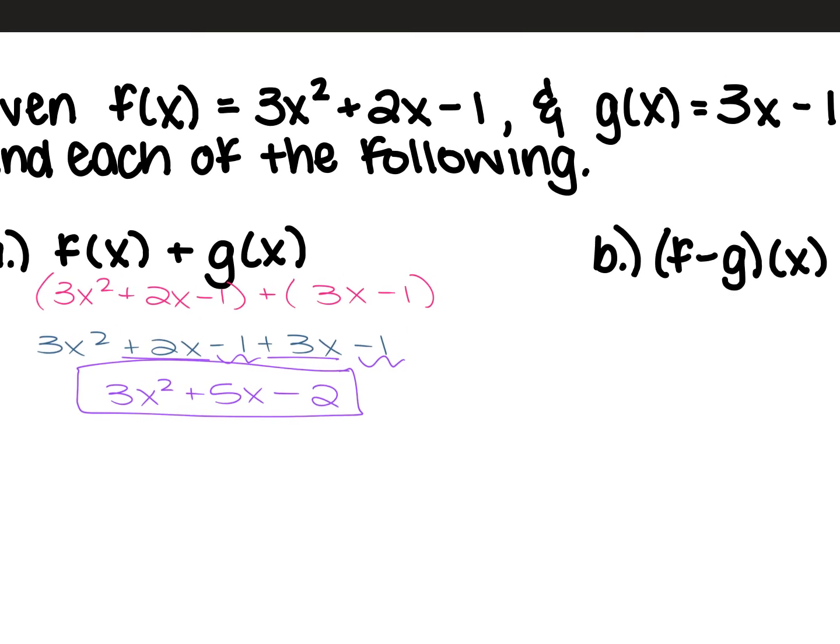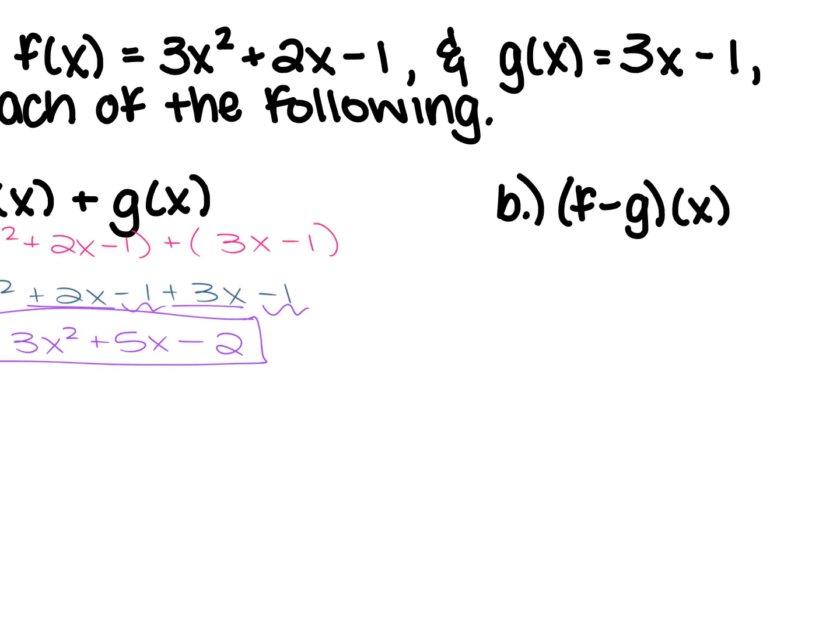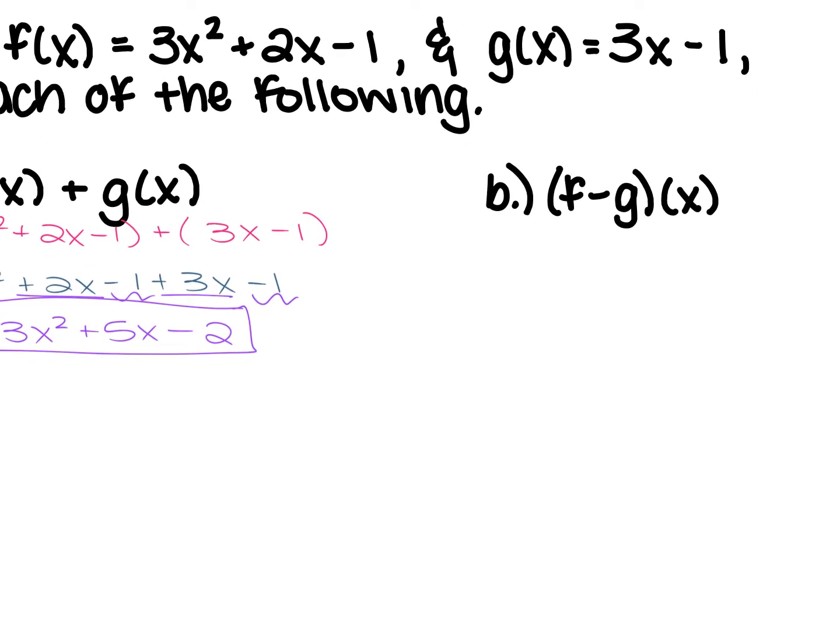For B, you have f minus g of x. So that's like f of x minus g of x. So we're just going to take the 3x squared plus 2x minus 1 minus the 3x minus 1. So distribute that negative into the second set of parentheses, then combine like terms. Write it in standard form. So that's 3x squared plus 2x minus 1 minus 3x plus 1.